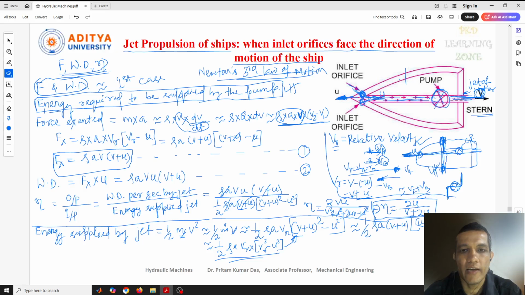So this is the case when the inlet orifice is in the same direction as the motion of the ship. And when it is perpendicular, it is slightly different, only the efficiency part was different. Remaining, as I told you, the force and work done part is the same as usual, like our first initial case.